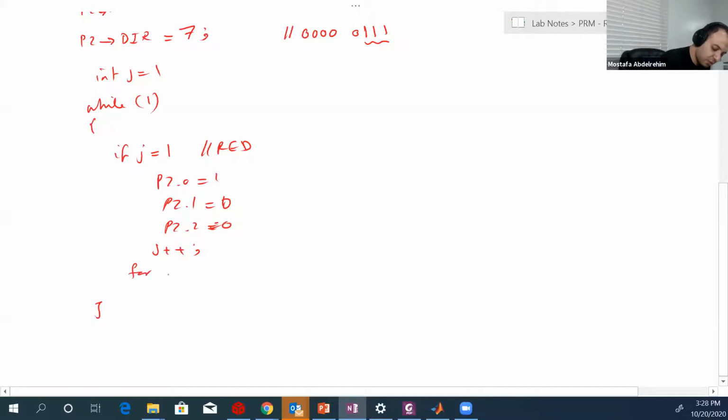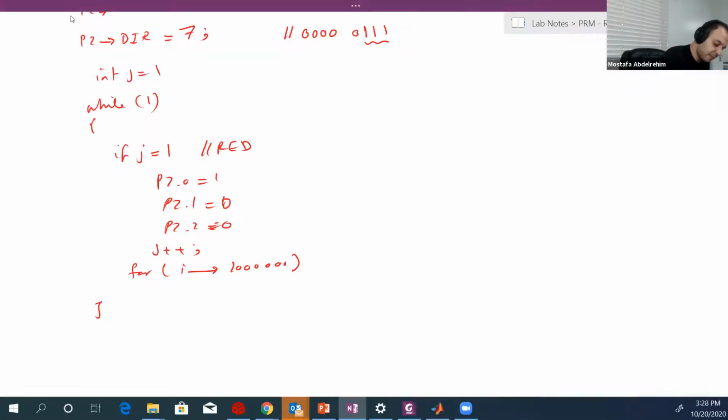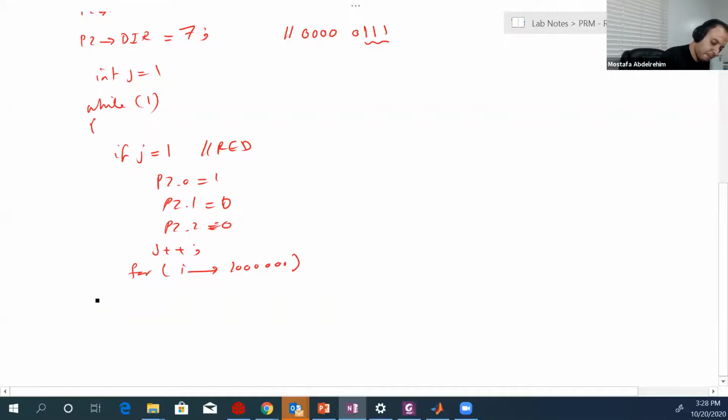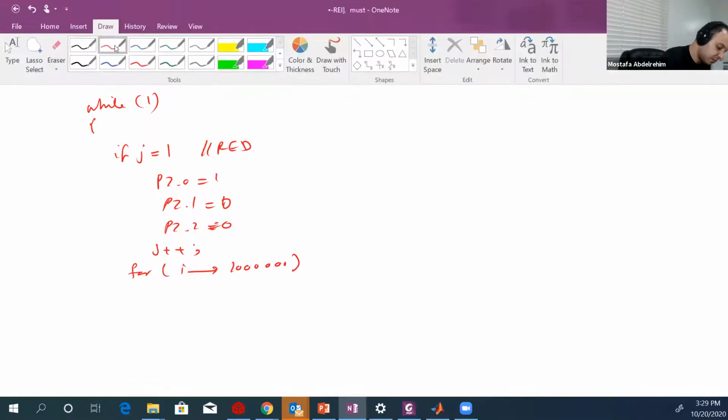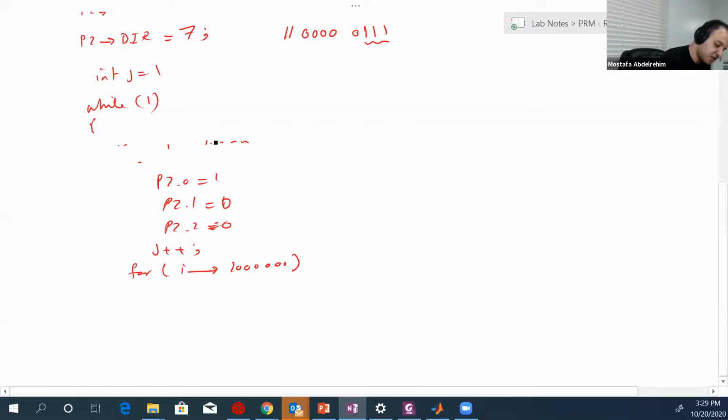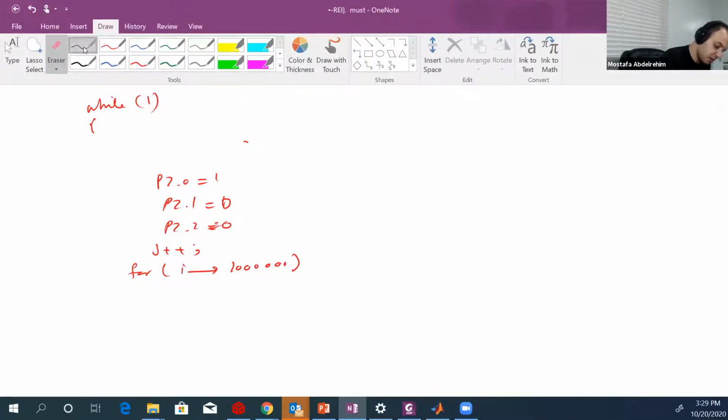Then you make a for loop. Once this for loop is finished, then you do the other color. For example, actually we don't need this. We don't need the other counter. You can do that in that way. Then you do another color.